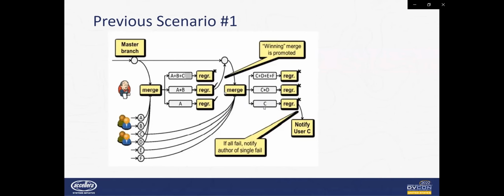Also, as soon as A plus B passes, we should be able to kick off D and then D plus E as soon as they arrive. This one waited for each of these regressions to finish before it kicked off the next batch of regressions.